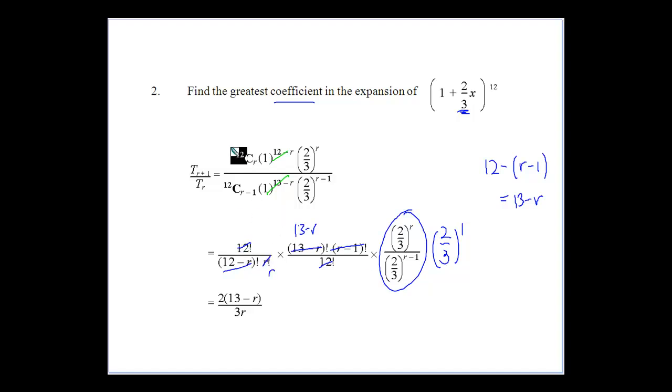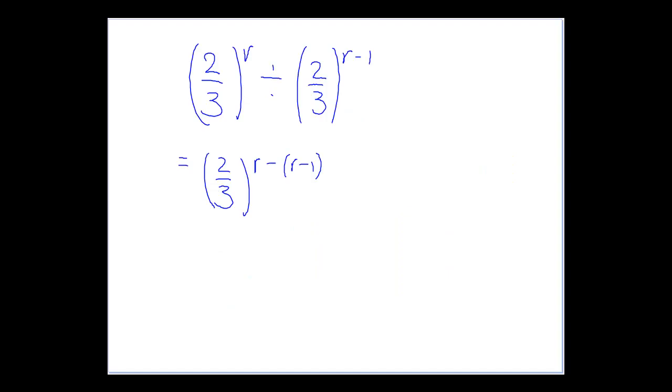The 12 factorial. This is the 12Cr here. This is 12C(r-1). And we're getting our cancellations. The 12 factorials cancel. R factorial cancels with the r minus 1 factorial. And the 13 minus r factorial cancels to give us that. Now, if we're not sure about why 2/3 to the power of r divided by 2/3 to the power of r minus 1 will equal 2/3, well, here we go. We do the division, we subtract the powers.